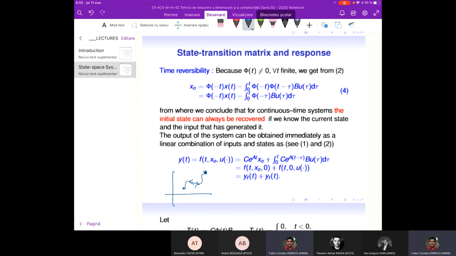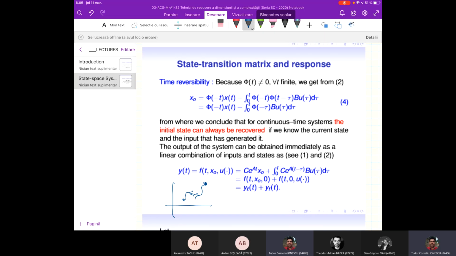Okay, so if you know the current state and the input generating it, you can always get back to the initial condition. Now, what is the output of the system? The output is an immediate consequence. You multiply the solution x of the differential equation x dot is Ax plus Bu by C, and then you get y.